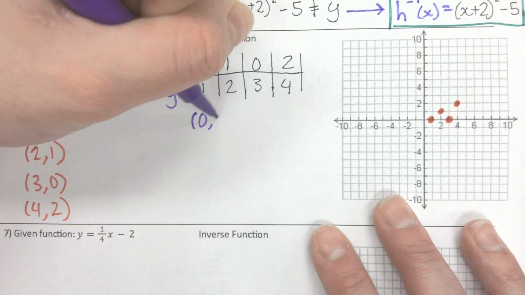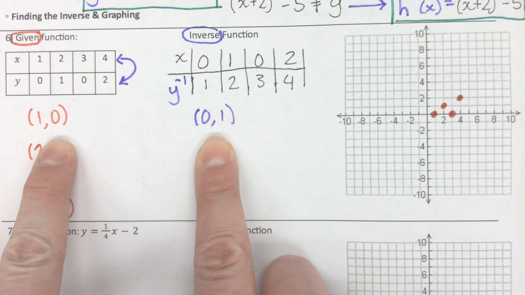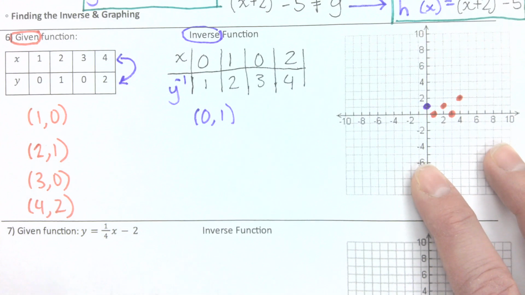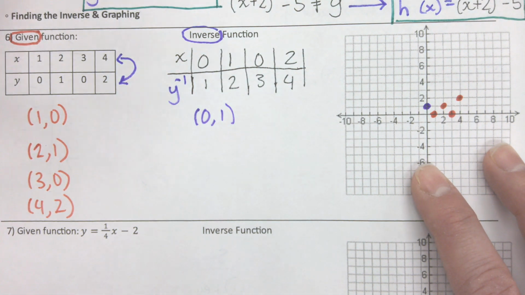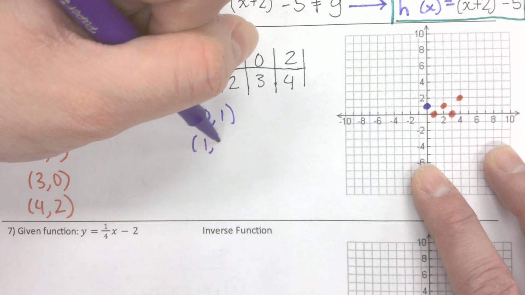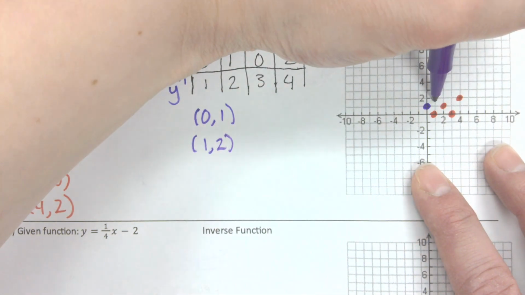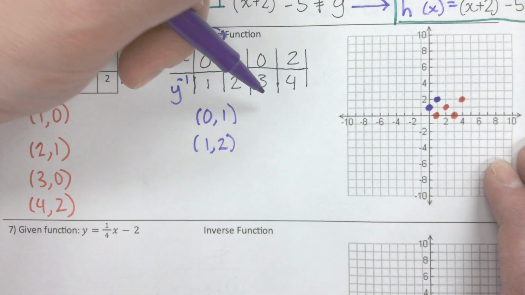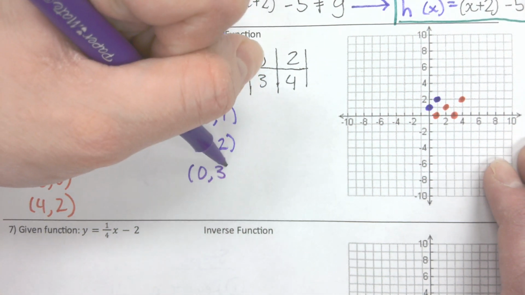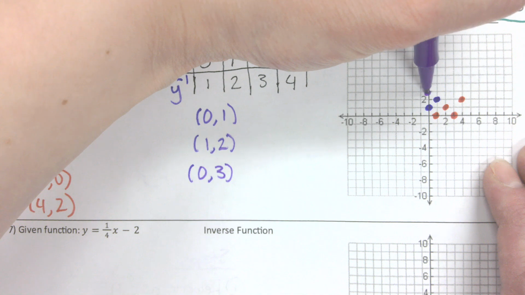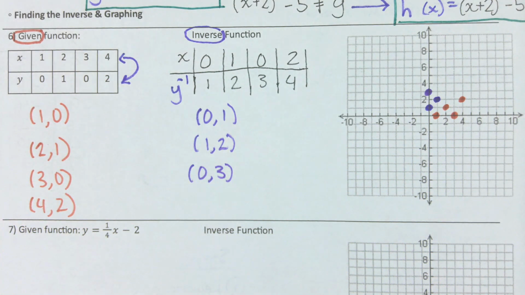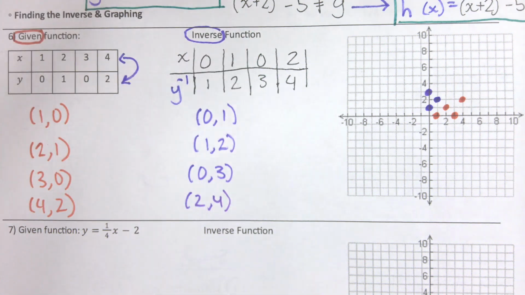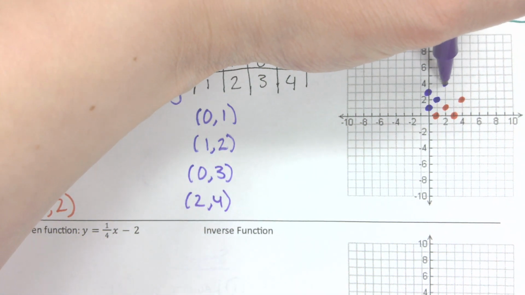First point is 0, 1. Notice it's just flipped from the original one. So we're at 1 on the y-axis, just up 1. Next point is 1, 2. Right 1, up 2. Next point is 0, 3. That's just up 3. Last point, 2, 4. Right 2, up 4.